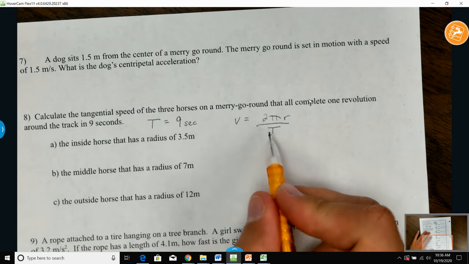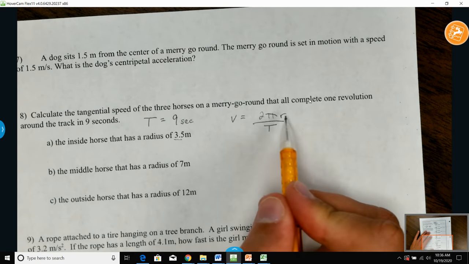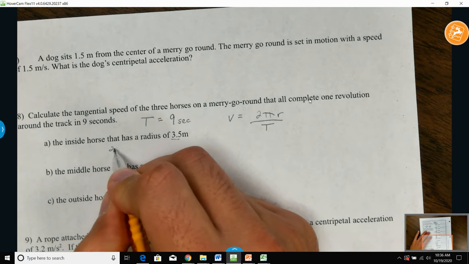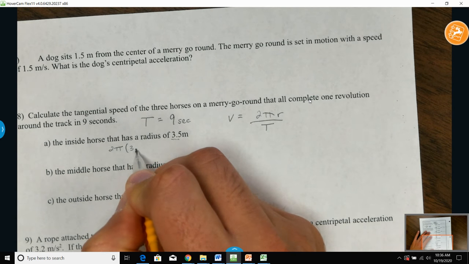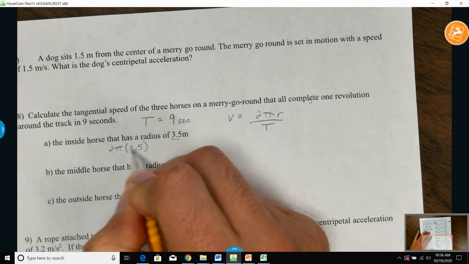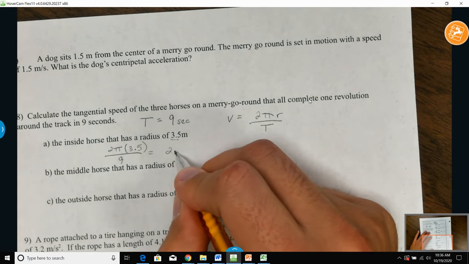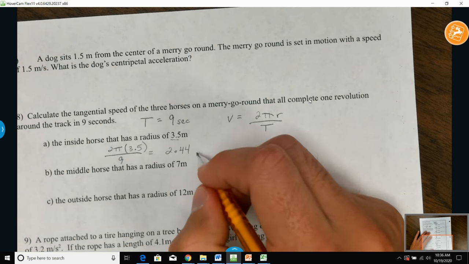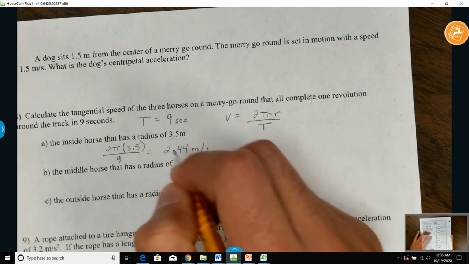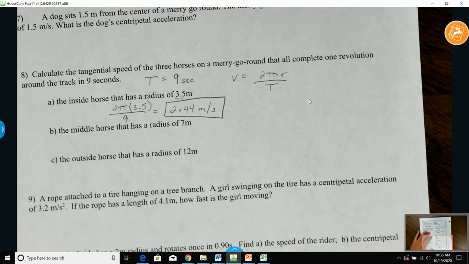So you're given r, you have T. That's really it, because it's 2 and pi. So 2 pi times 3.5 over 9, and you can round it to 2 decimals. It should come out to roughly 2.44. The unit will be meters per second, not meters per second squared. It's not acceleration. Okay, so you do that for those problems.